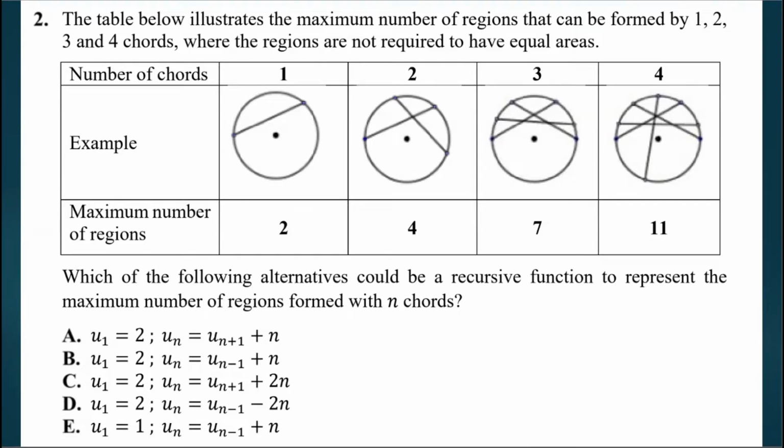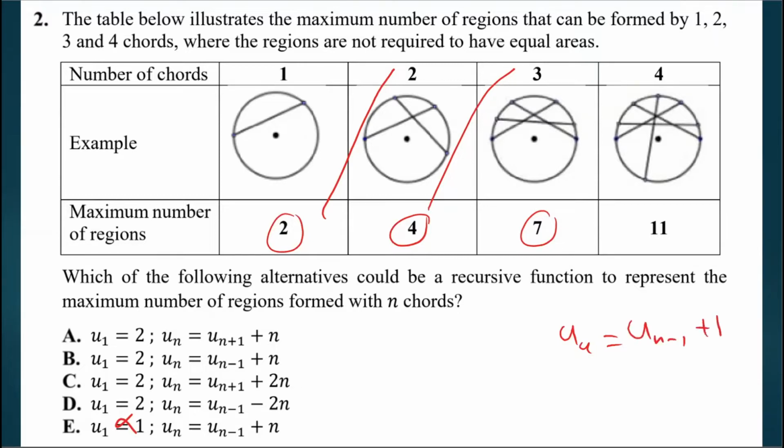So we can eliminate the last choice here, because I need U1 to yield 2, so U1 is 2. If you notice, if you add 2 plus 2, you will get 4. If you add 3 plus 4, you will get 7. So in U4, for example, you add n to the previous term, Un minus 1. That will be Un in general. So I will go with B.